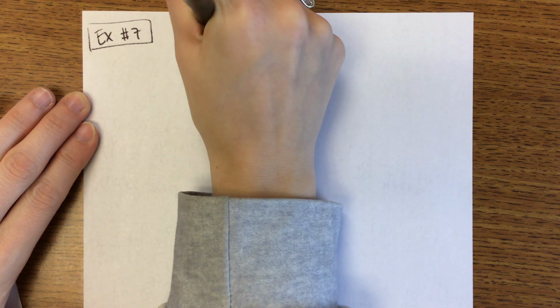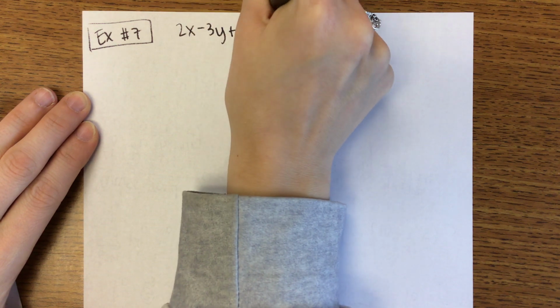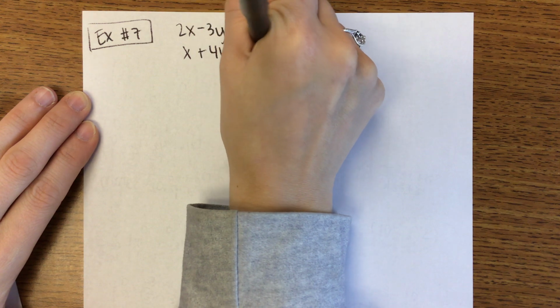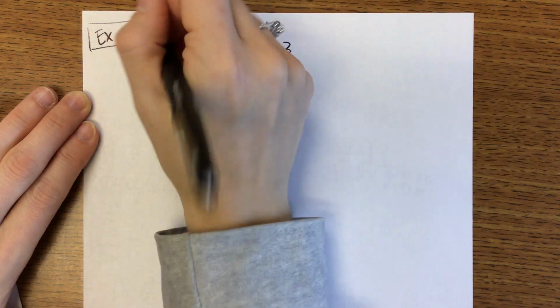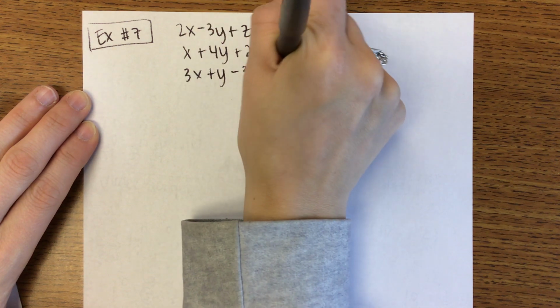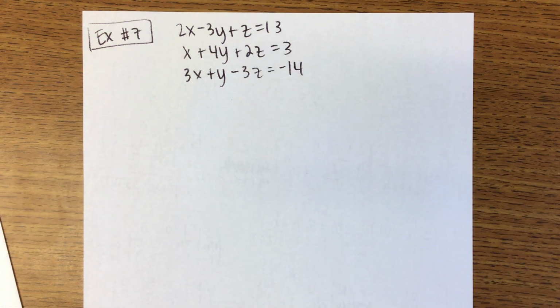2x, subtract 3y, add z equals 13. X, add 4y, add 2z equals 3. And then 3x, add y, subtract 3z equals negative 14. I would like you to follow the same directions as before and do Gaussian elimination and then Gauss-Jordan. I would like you to work with the person next to you so that if you make a mistake, hopefully you'll catch it. Good luck.